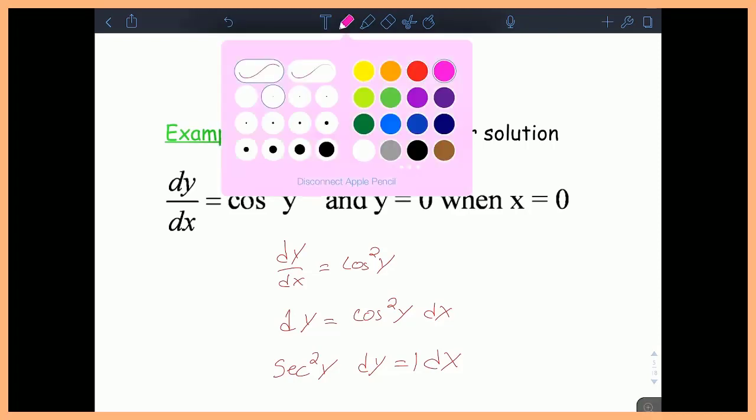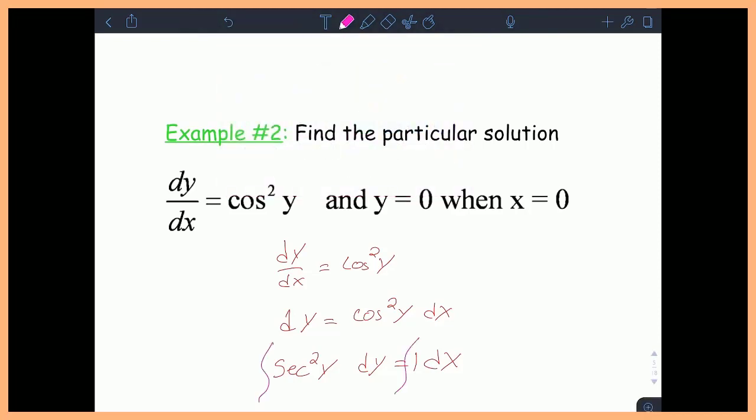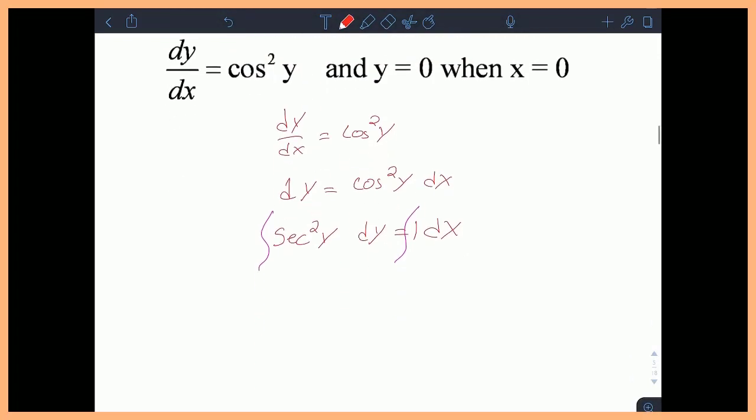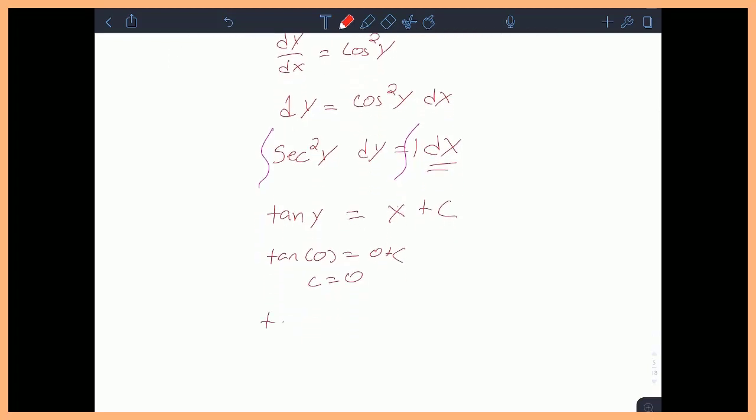I'm then going to integrate both sides with respect to the variable that is on that side. I know the integral of secant squared y is tan y. And I know the integral of 1 is y, or x rather, because I'm differentiating with respect to x this time. And then I'll add the plus c on the x side. I'm then going to use the point 0, 0 to get tan of 0 equals 0 plus c, so c is clearly 0.